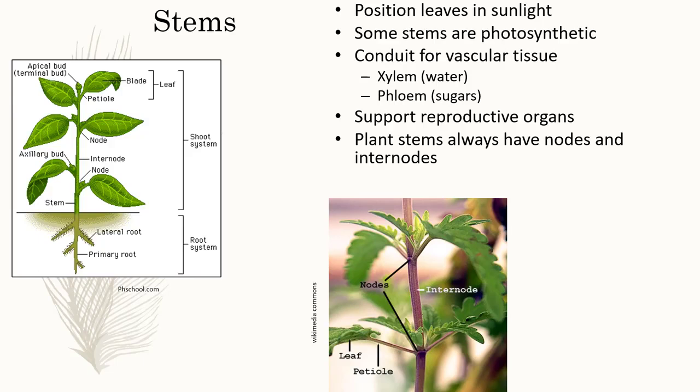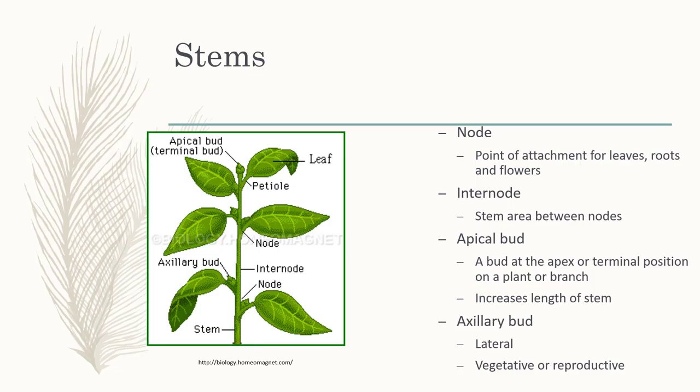Then the vascular tissue within the stem includes the xylem, which transports water, and phloem, which transports sugar. I already mentioned that it supports reproductive organs, and plant stems always have nodes and internodes. So you can see on both of these pictures, you see nodes and internodes. A node is a point of attachment where leaves, roots, and flowers will grow. An internode is the stem area between the nodes.